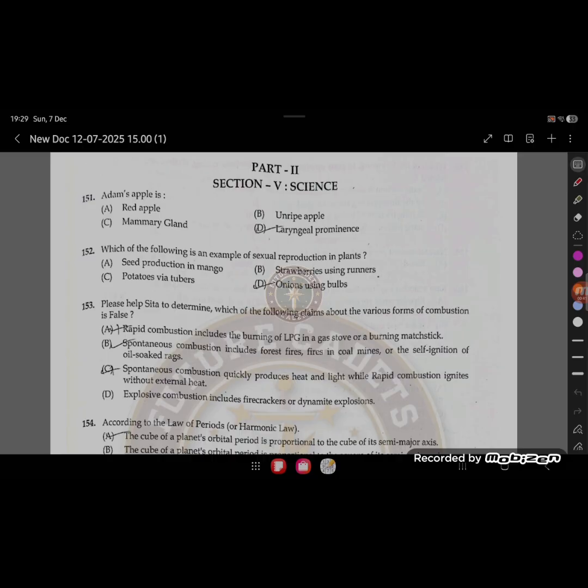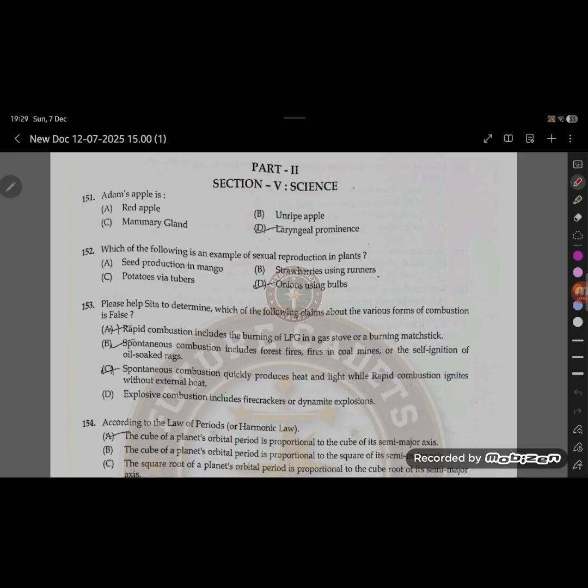So let's start and see how this was and what the respective answers for the questions are. Starting from question number 151, this is set B. If you have a different set, you can check your question number and match it appropriately with me. So question number 1 of this, which is 151, reads Adam's apple.